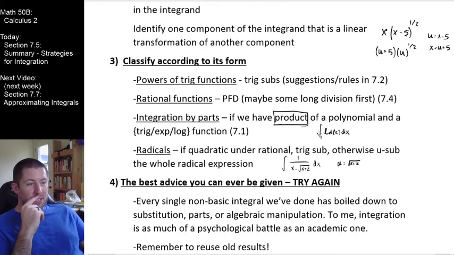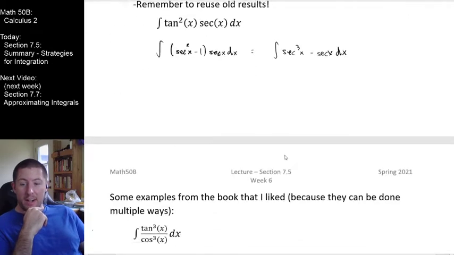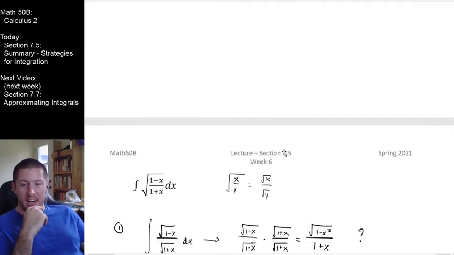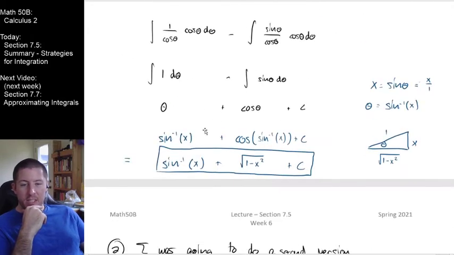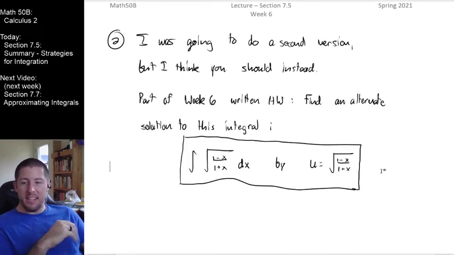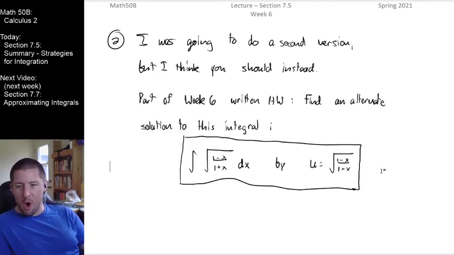Remember our u sub suggestion right here: if there's a quadratic under a rational, a trig sub, or otherwise, u sub the whole radical expression. That is my suggestion here to you. U sub the whole radical expression, which is the entirety of the integrand right here. I'm deciding this now partially in the interest of time and partially because this is a pretty hard one that requires a lot of steps and a lot of manipulations. So this will be one of your 2 or 3 homework problems I'm going to assign for the week 6 homework right here.